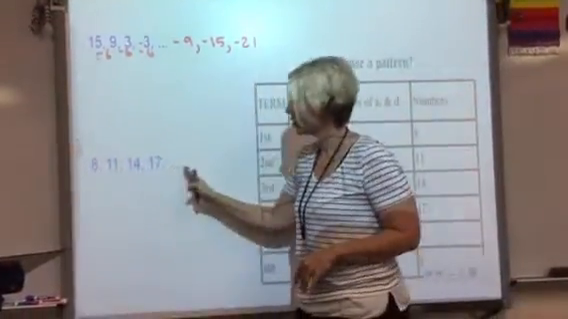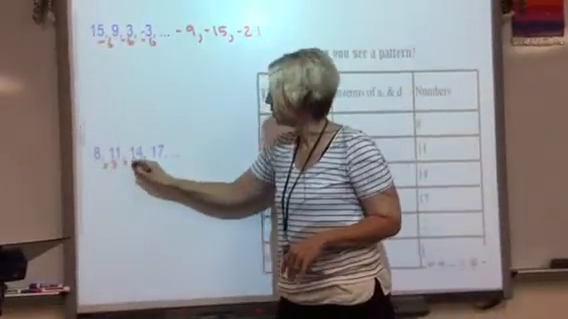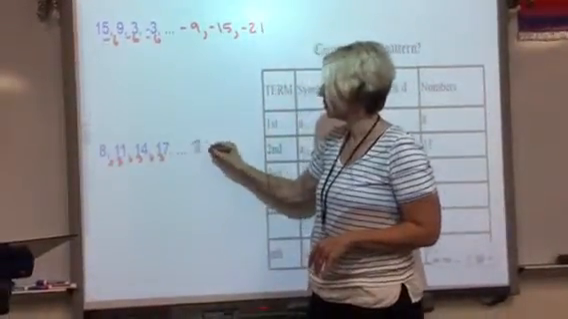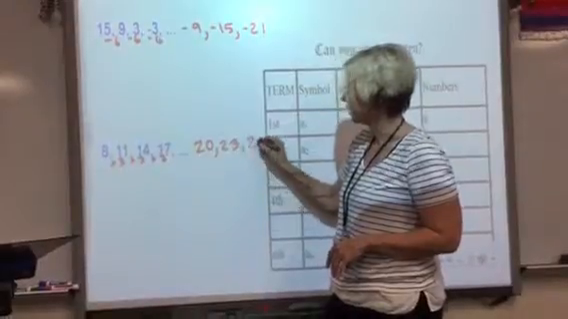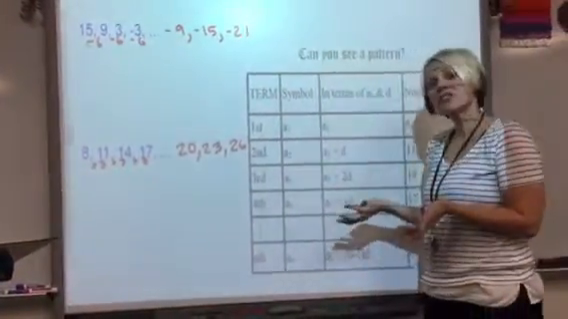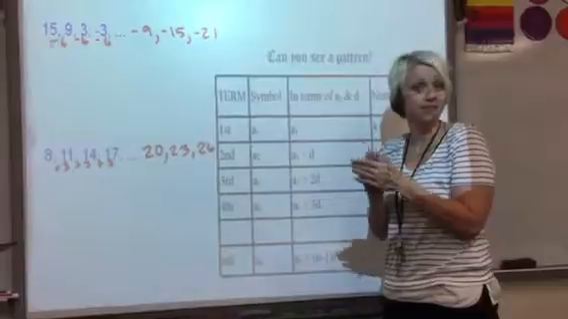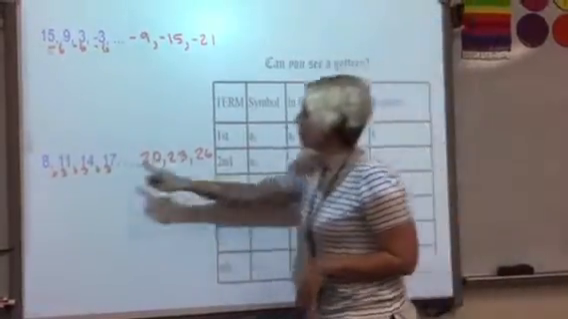How about here? This is going up. Up 3, up 3, up 3. So the next term would be 20, then 23, then 26. Finding the next 3 terms can be easy when you know the common difference. Now, can you see a pattern here?